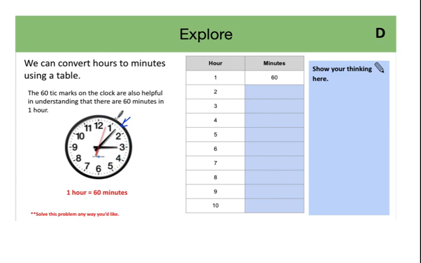When we're counting by 5s between each number, it'll be 5, 10, 15, 20, and so forth. So they did the first one for us, 1 hour is equal to 60 minutes, and they want you to complete the rest of the table, and when you're ready, go ahead and unpause.